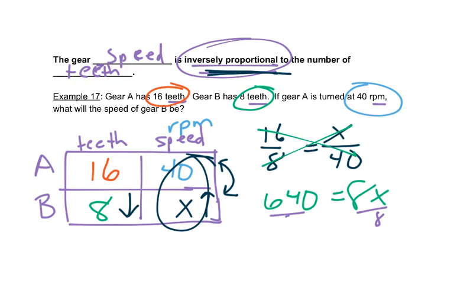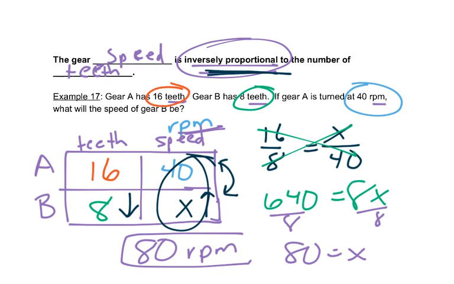We'll divide both sides by 8, and we get 80. 80 is underneath the speed, which is measured in RPMs. So it's 80 RPMs. It's half the size, so it goes twice the speed.